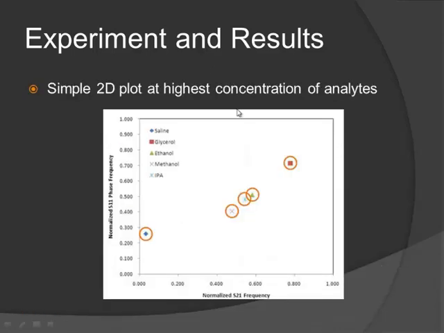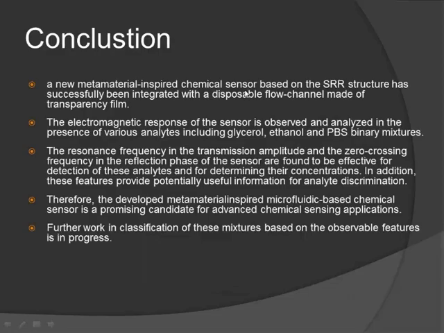And this result comes from plotting in a simple 2D graph. Before plotting, we have to normalize the values, and then you can see the different positions at the highest concentration of the analyte. So this has potential for use in sensing applications or chemical discrimination.